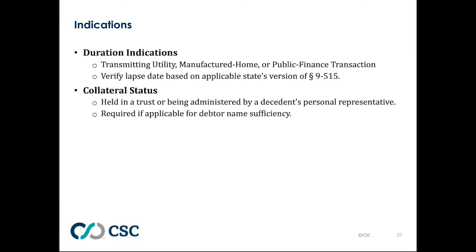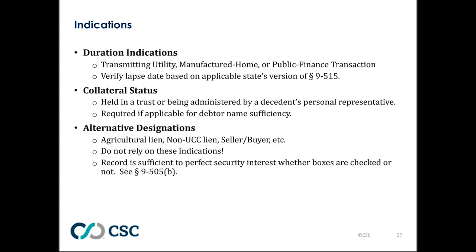There are alternative designations that can be indicated on a financing statement: agricultural lien, non-UCC, buyer-seller, consignor, consignee, and so forth. These are optional. These have no effect whatsoever on the ability of the financing statement to perfect a security interest if a court decides that it was a security interest. So you cannot rely on these indications to determine that there's no security interest involved. Only through additional research beyond the public record can that be determined.